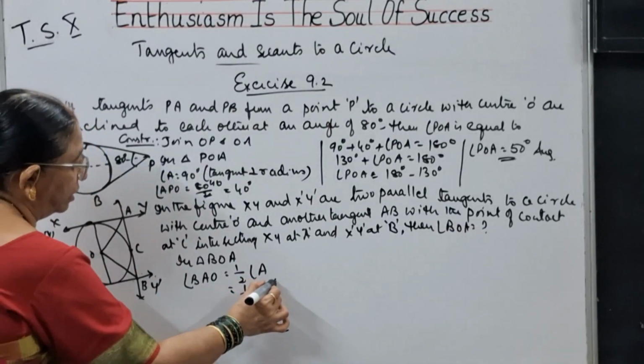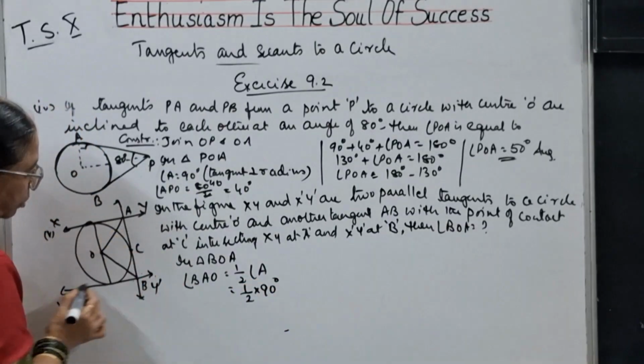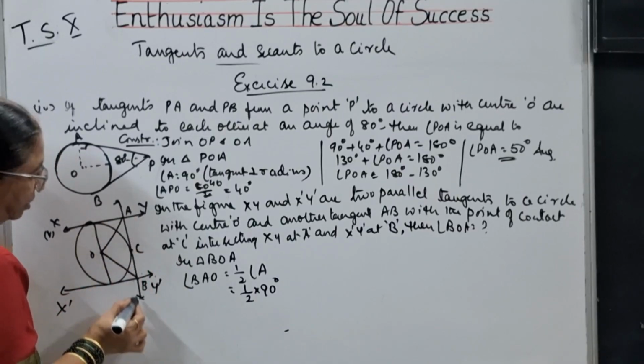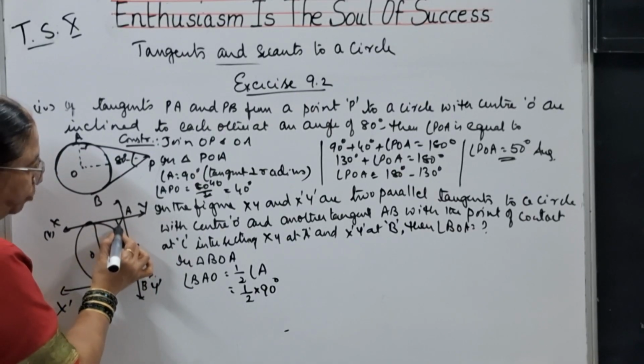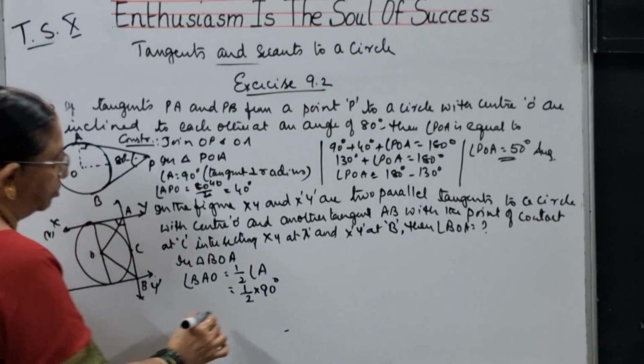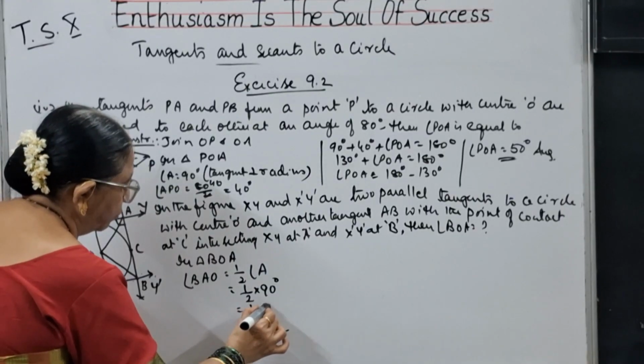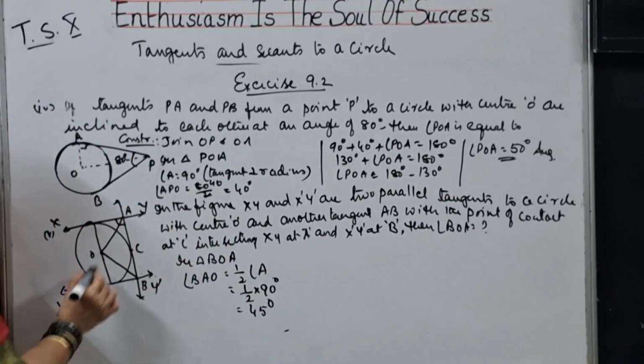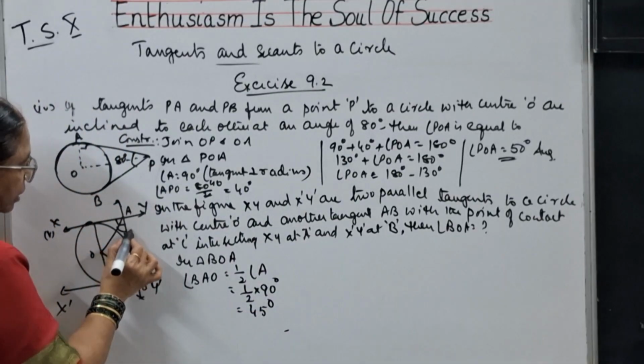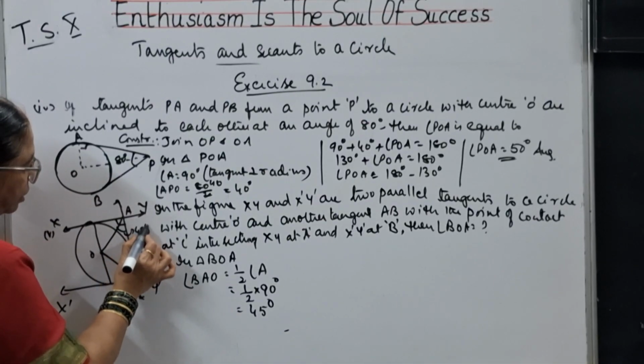Why is it 90 degrees? Because these two are parallel lines. This is also a tangent. So definitely this will be perpendicular. That means how much are you getting? 45 degrees. So this angle you are getting as 45 degrees.